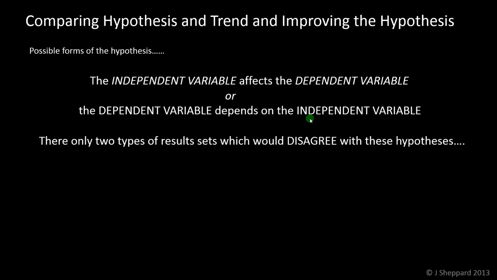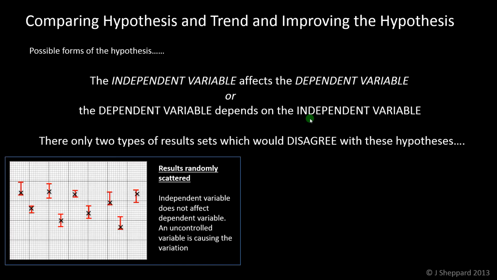The possible forms the hypothesis can take is that it will state something like the independent variable affects the dependent variable, or the dependent variable depends on the independent variable. They both mean the same thing, really, that there's an effect from one on the other. And there's only really two types of results graphs that would disagree with that. The first is that your points are randomly scattered all over the place. That suggests that the independent variable doesn't affect the dependent variable. You've changed one thing and it's not really had any effect.